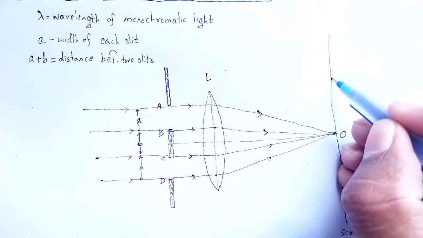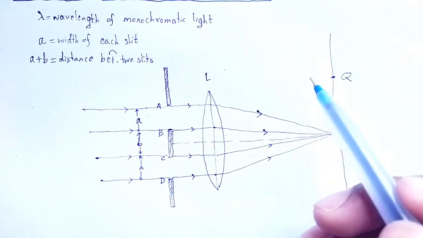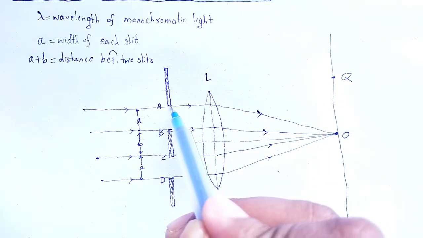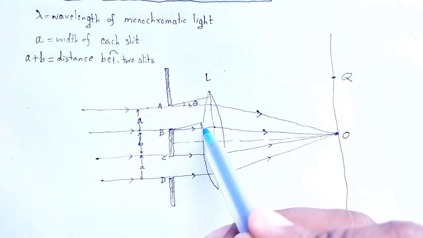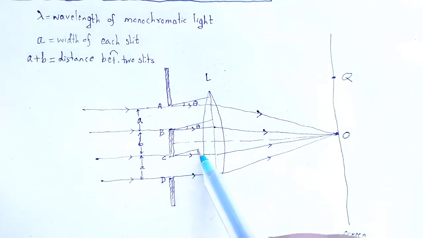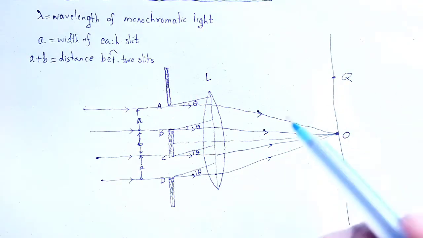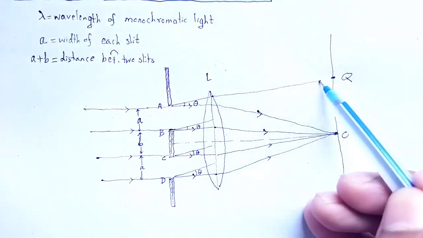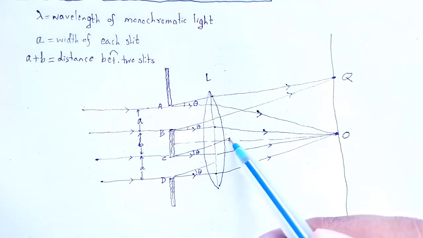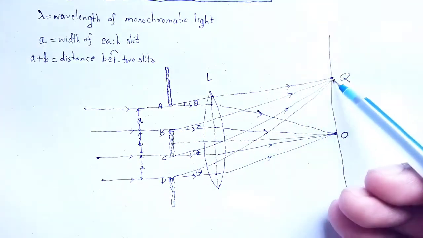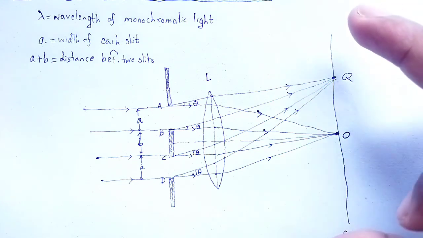Let another point, which is Q, on the screen, and the rays which are diffracted at an angle theta, after diffraction, they are focused on the point Q. So, we obtain a diffraction pattern on the screen.